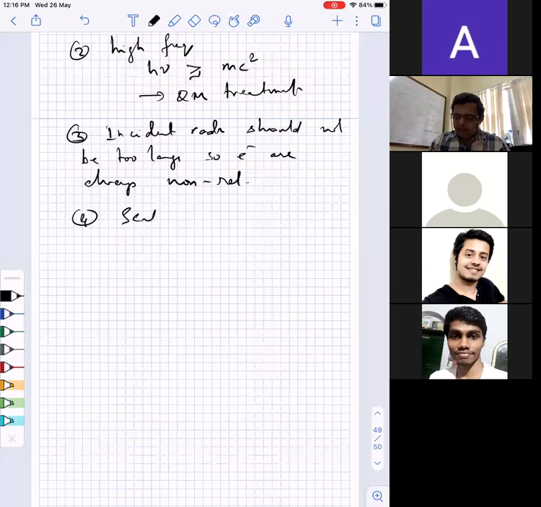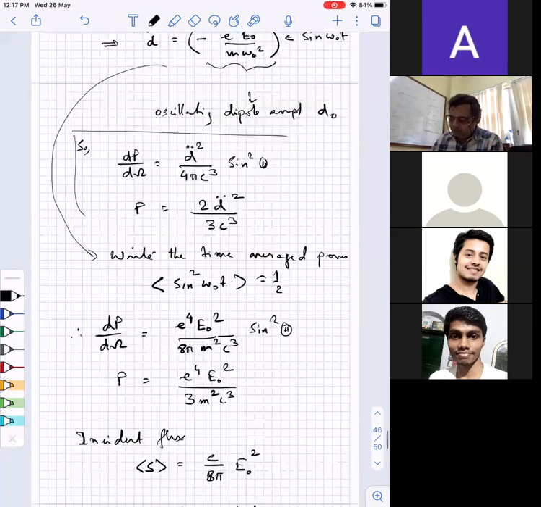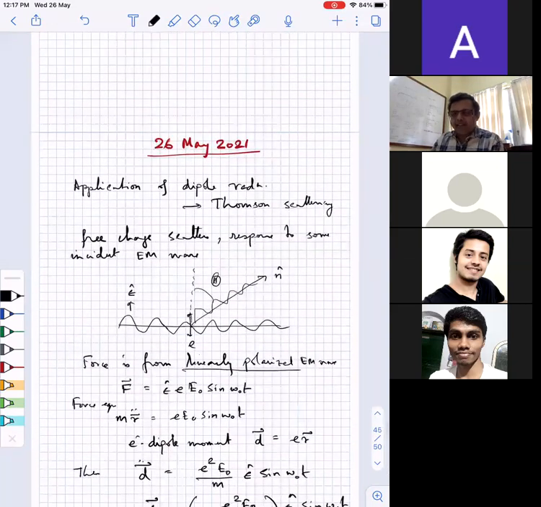And finally, as I said, the scattered radiation is also linearly polarized, in some n-cap direction, where the incident radiation was linearly polarized. Now the funny thing happens when we move from this linearly polarized incident radiation to an unpolarized radiation. When I drew the figure over here, we had a linearly polarized incident radiation, and it scattered, and there was a linearly polarized scattered radiation.